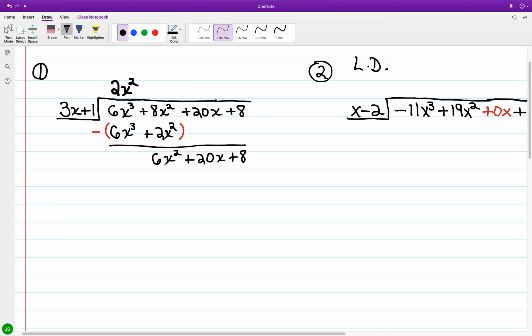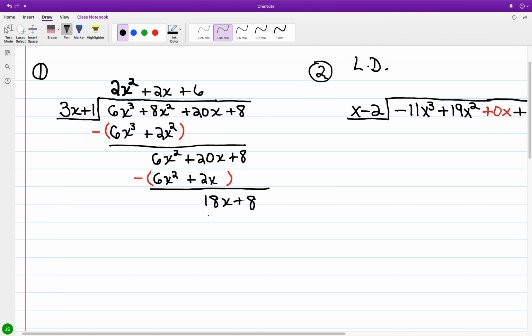With 6x cubed out of the picture, we have the leading term 6x squared. Taking 3x into 6x squared, this will become 2x. Distributing 2x over 3x plus 1, we have 6x squared, and 2x times 1 is 2x. In subtracting, 20x minus 2x becomes 18x. Bring down the 8. And 3x into 18x is going to be 6.